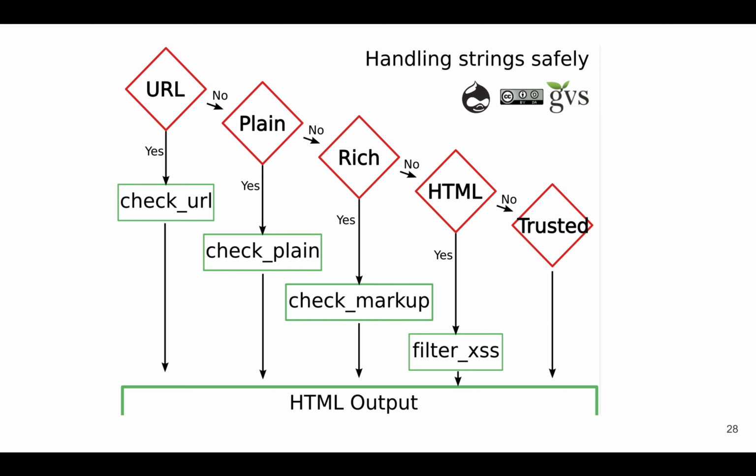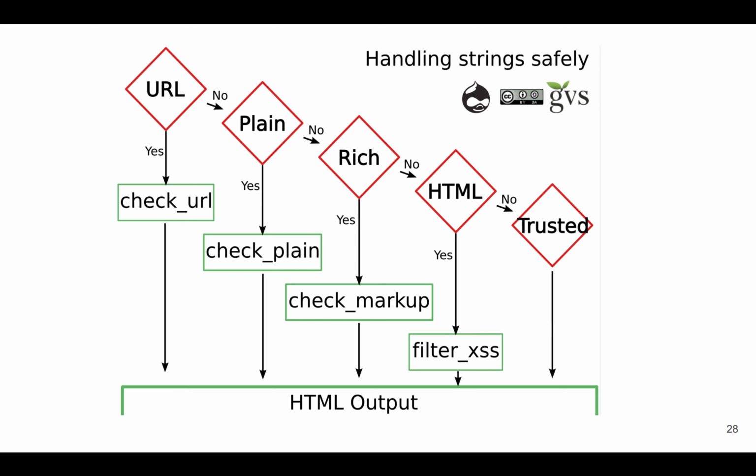So first, if you have something that's a URL, there's a specific function for filtering that. Plain text that shouldn't have any HTML in it, you use check plain. Rich text, you would use check markup with a specified text format. Something that might allow basically all tags except for script tags, you can use this filter XSS function. And in basically almost no cases would you want to print user input directly without filtering in some way.